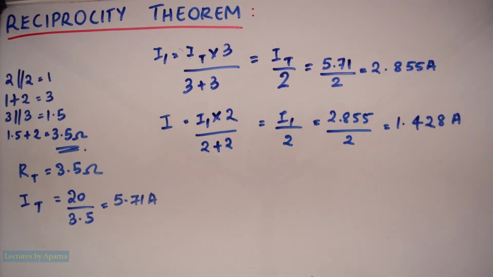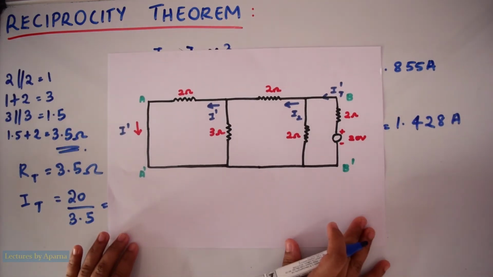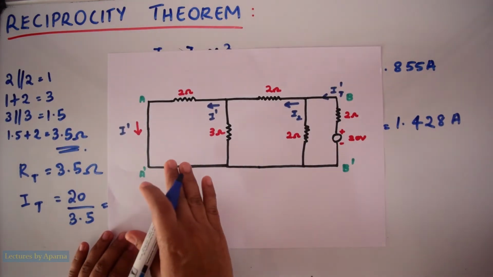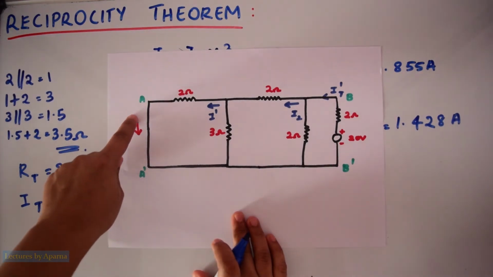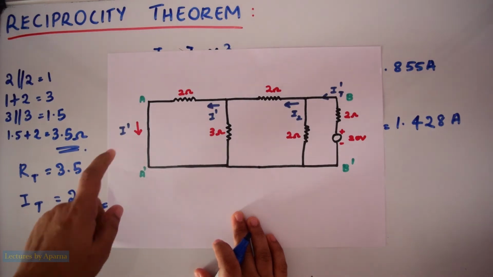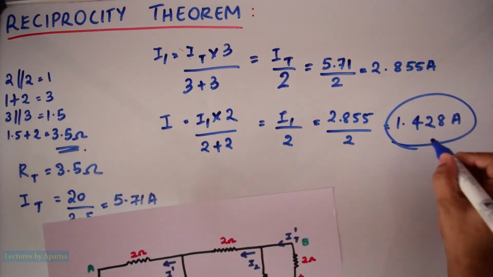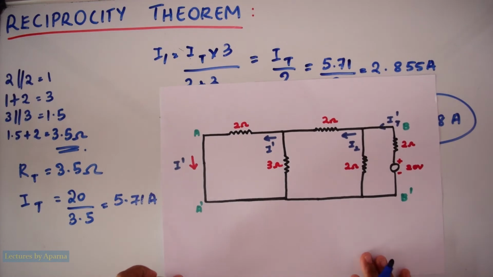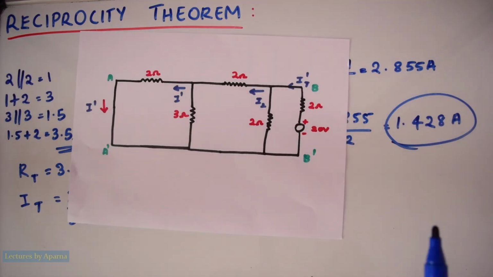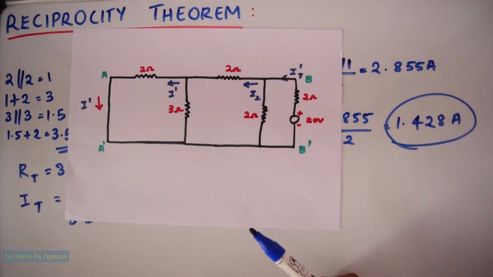So now we have to interchange the source and the response. So interchanging source and the response of this circuit, we will get it like this. We have placed the 20 volt here and we have to measure the current I dash here. So if we get this current I equal to this I dash, we can say that reciprocity theorem has been verified. Let us first mark the currents IT dash here, I2 here and I dash here.